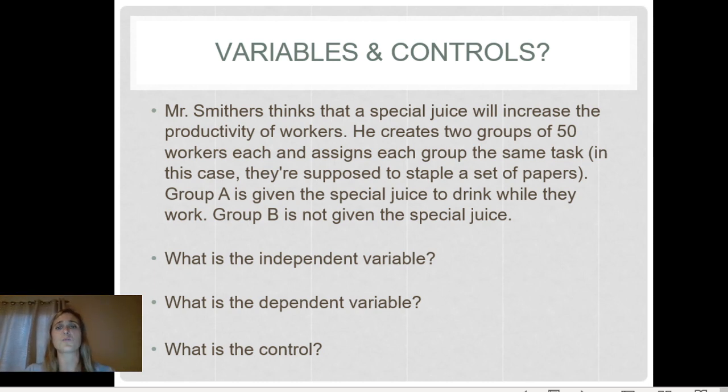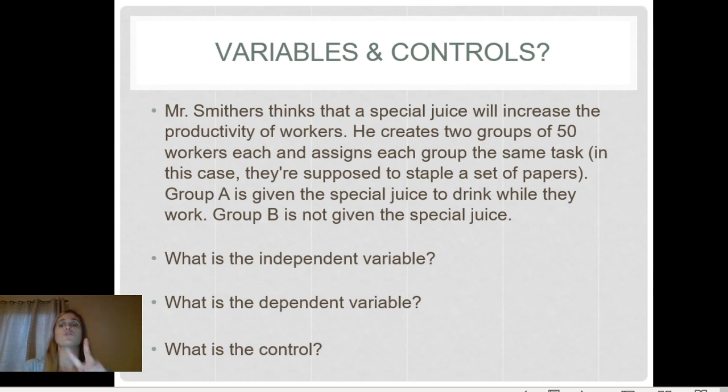And we're just going to do one because we're going to go back through and do this scientific method activity together. So we're just going to take a look at this first one. And it's from The Simpsons, if you watch that. So Mr. Smithers thinks that a special juice will increase the productivity of workers.